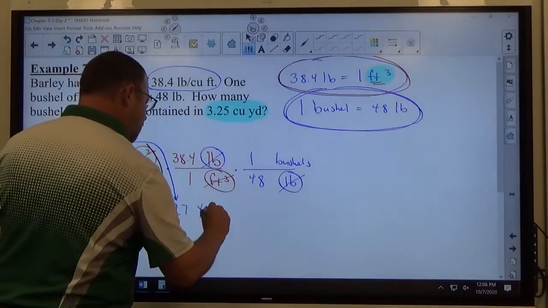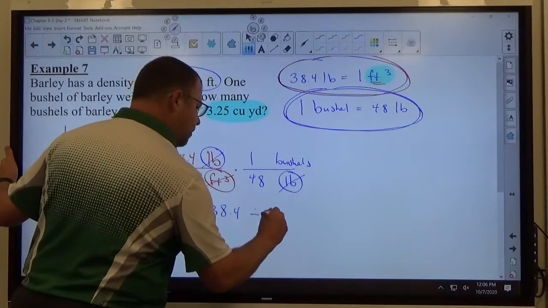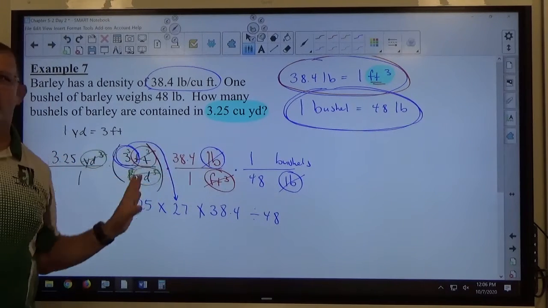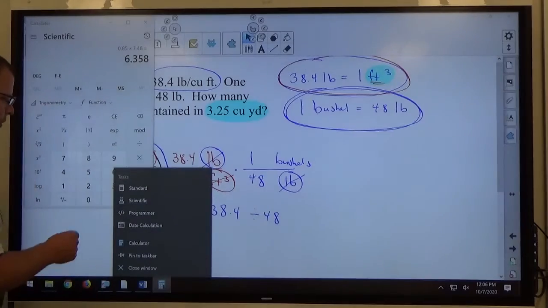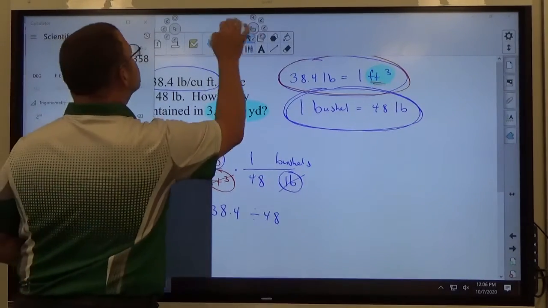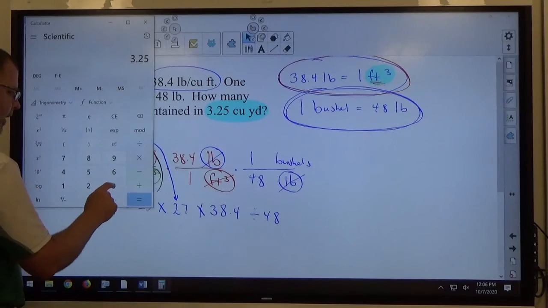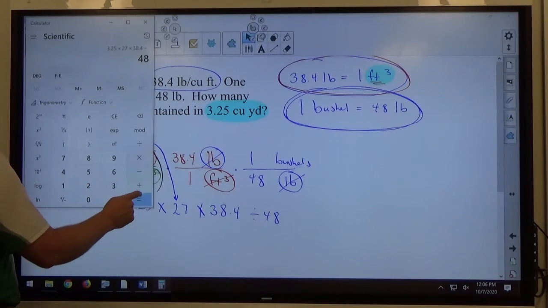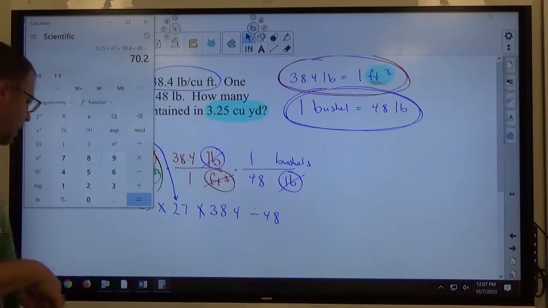Times 38.4. Notice everything there is on top, so everything's being multiplied. And then 48 all of a sudden is on the bottom, so I'm going to do divided by 48. Every top number is a multiplier, every bottom number is a divider. And once we get all the numbers that aren't 1, all the numbers not 1 involved in this expression, then we just grab our calculator, punch all the numbers in, and let the calculator work it out for us. So 3.25 times 27 times 38.4 divided by 48 equals. Notice I get the whole thing there, this times this times this divided by that equals. Just punch the whole thing in. Comes out to 70.2.